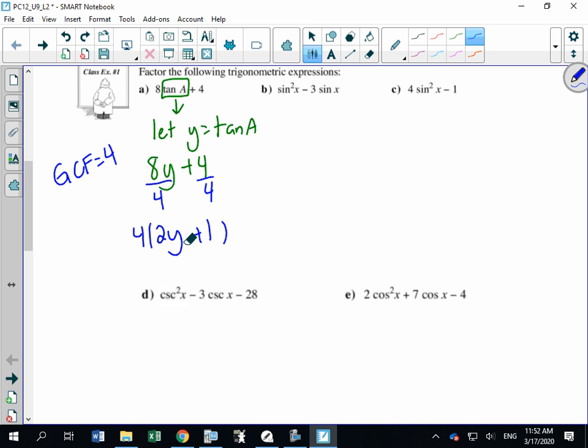But what I need to do now is go through and replace y with what I had originally taken it out for, which was tan of A. So my answer would be 4 times (2 tan of A plus 1). Close your bracket and you'd be done.